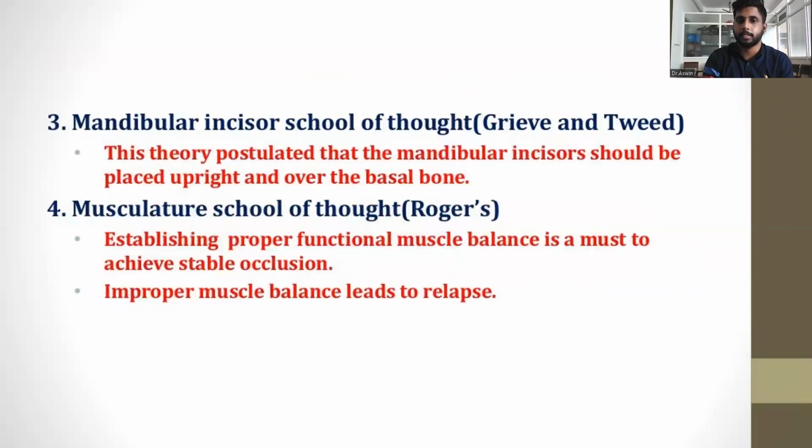Third one is the mandibular incisor school. It is given by Grieve and Tweed. In this theory they postulate that mandibular incisor should be placed upright over the basal bone. The mandibular incisor should be placed 90 degrees to the apical base in order to reduce the relapse. Fourth one is the musculature school of thought. It's given by Rogers. Establishing proper functional muscle balance is a must to achieve stable occlusion. Improper muscle balance leads to relapse.